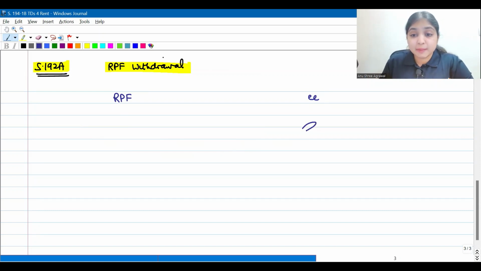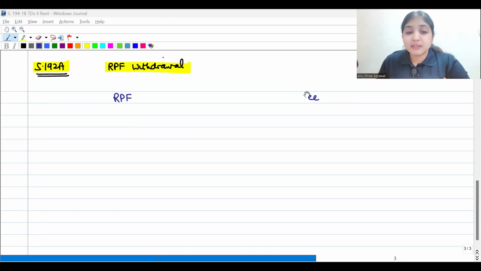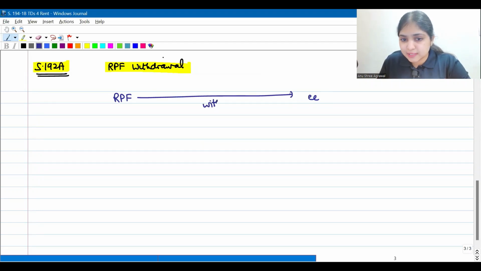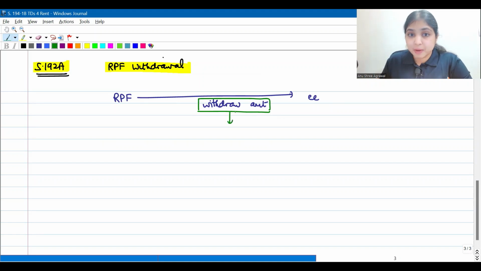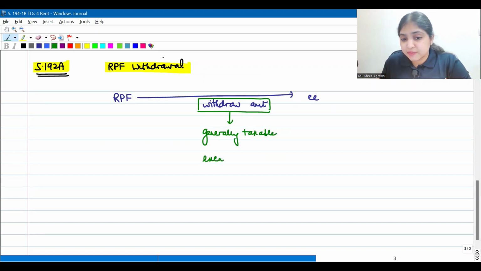But tell me, employee and employer both are contributing to RPF and saving money for whom? For whose benefit? For the employee's benefit or for the employer's benefit? Of course, we know very well that we are saving money for the employee's benefit. For his retirement, we are saving money. Now, when the employee retires, he will withdraw the money from this RPF, guys. Now, when he withdraws this amount from the RPF, this amount is generally taxable. The amount which he withdraws from RPF is generally taxable. However, there are some cases where it is exempt also.